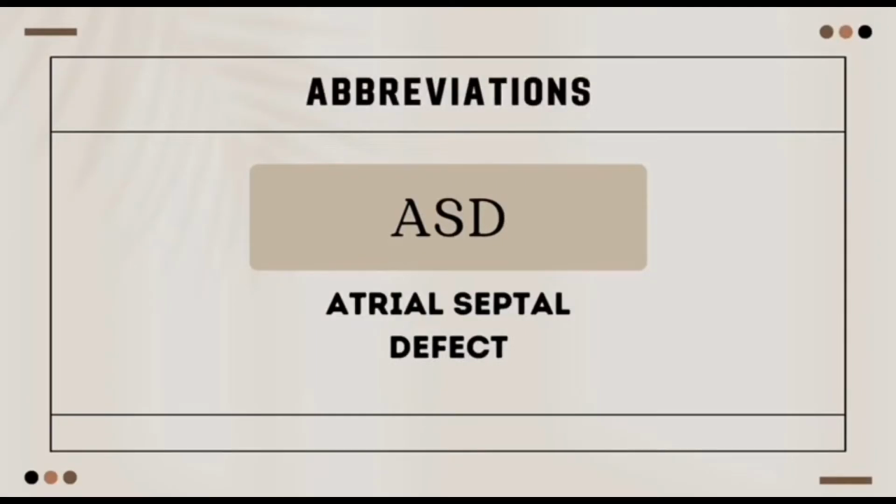The abbreviation for atrial septal defect (ASD) is derived from the medical term for this condition. Atrial refers to the two upper chambers of the heart, known as the atria, and septal refers to the wall or septum that separates the left and right atria. Defect refers to a hole or opening in the septum which allows blood to flow between the two atria.